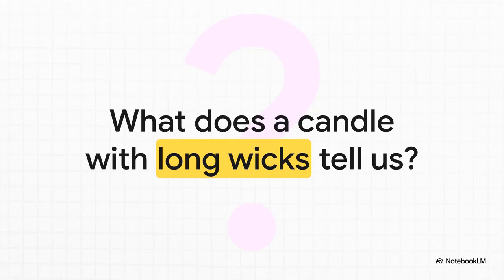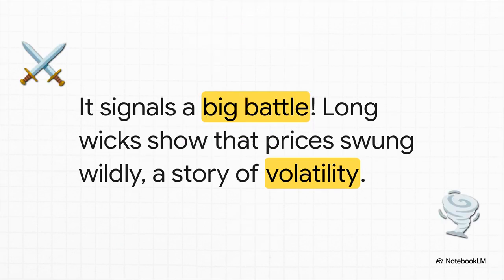Okay, let's test this out. You know what the body is, you know what the wicks are, and you know what the colors mean. So, what do you think it means when you see a candle with super long wicks sticking out? It means there was a huge fight, a massive tug of war. Long wicks tell you the price went on a wild ride, way up and way down, but neither side could hold the new territory. It's a crystal clear signal of indecision and a ton of volatility.